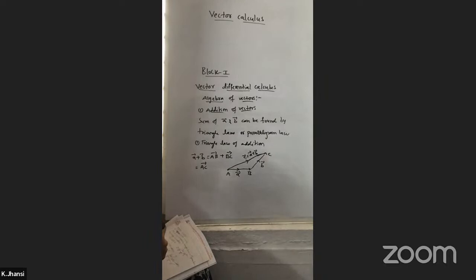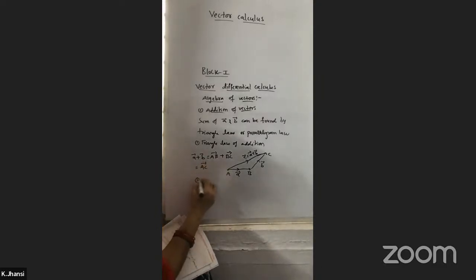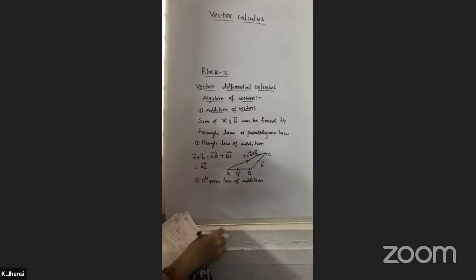Like this, with the help of the triangle law of addition, we can find the sum of two vectors. And next, the parallelogram law of addition. In this, you have to draw the diagram of a parallelogram.